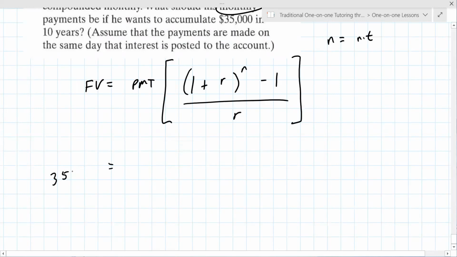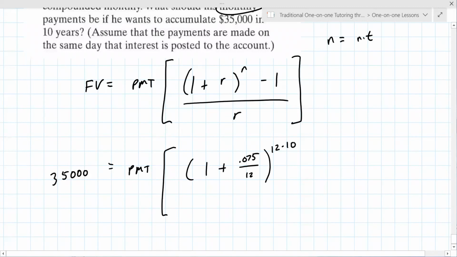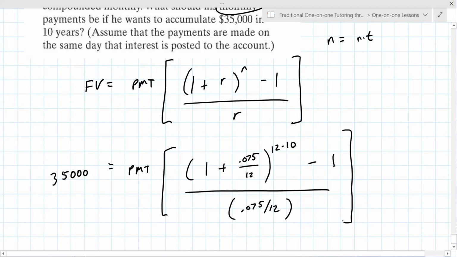So you want 35,000, and you need to figure out your payment, but we've got to get this inside stuff. So it's 1 plus 0.075 divided by 12. And then because it's 10 years, that's 12 times 10, minus 1, over r again, which is 0.075 divided by 12. Just be really careful how you calculate this. You almost need another set of parentheses here in the numerator. You get that number and you divide it over there and you get some amount.